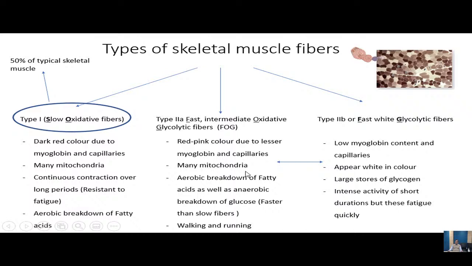They also have many mitochondria like the type 1 fibers. They have aerobic breakdown of fatty acids as well as anaerobic breakdown of glucose. So they are faster than slow fibers, and they are used for routine activities like walking, running, swimming, etc.